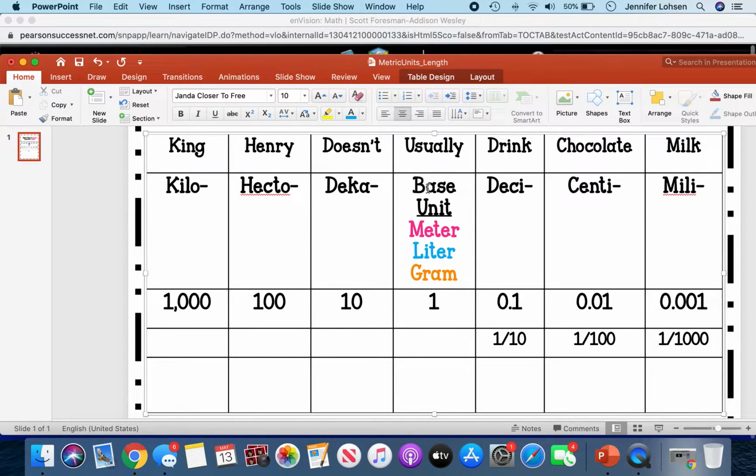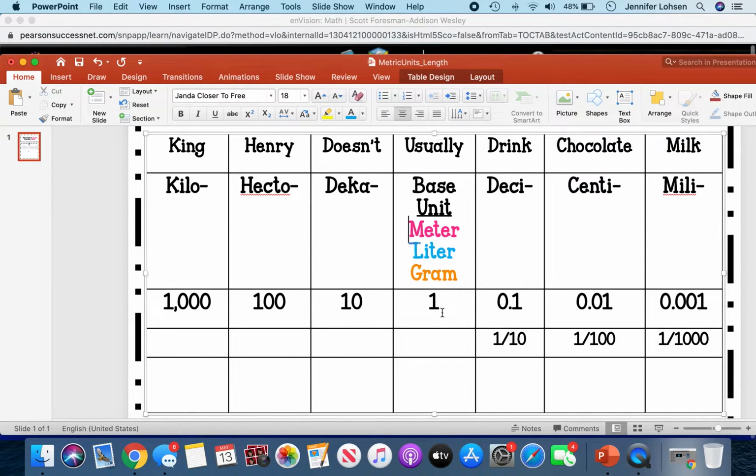The U stands for the base unit, and we have at this point learned about all three of the ways that we can measure using the metric system. We have learned about the meter, which measures length. We have learned about the liter, which measures capacity, and we have learned about the gram, which measures mass. Okay, so all three of these could potentially be the base unit. It works for all of them. But 1 meter is 1 meter. A liter is just 1 liter. A gram is just 1 gram.